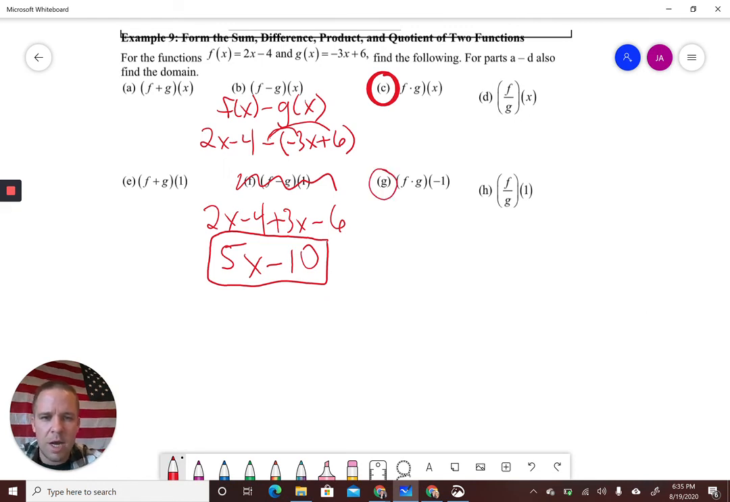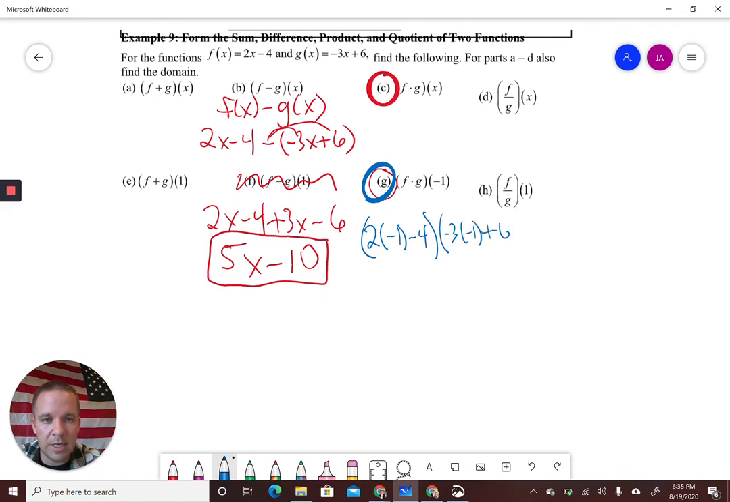All right, now if I want to do this one, I'm going to go with a different color here because I've been using red the whole time. If I want to do this one here, there's a couple ways. I could multiply them out first and then plug in the -1, or I could evaluate first. I often find that it's easier to evaluate, so I'm going to do 2 times -1 minus 4 times, and then we have -3 times -1 plus 6.